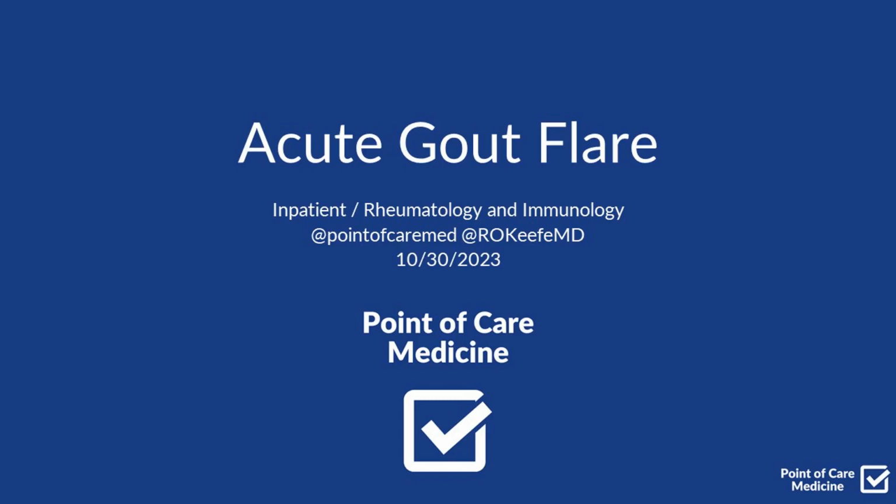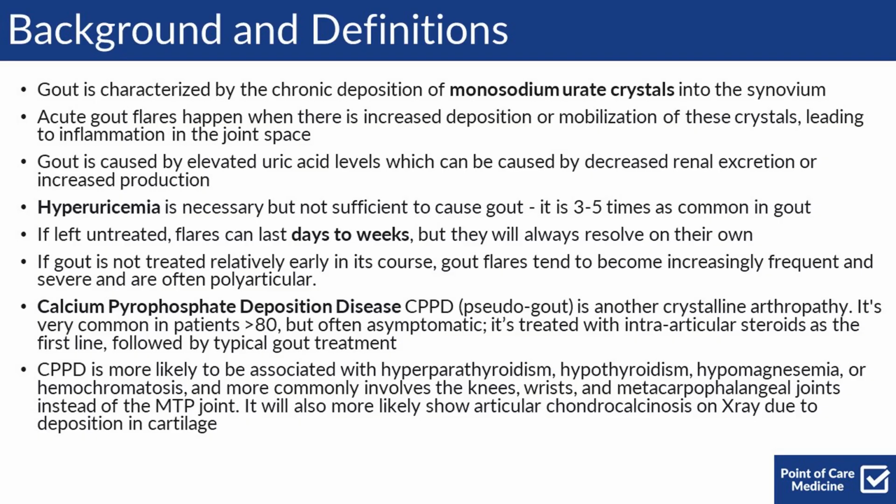Today's episode is on acute gout flare in the inpatient setting. For some background and definitions, gout is characterized by the chronic deposition of monosodium urate crystals into the synovium. Acute gout flares happen when there's increased deposition or mobilization of these crystals, leading to inflammation in the joint space. Gout is caused by elevated uric acid levels, which can be caused by decreased renal excretion or increased production.